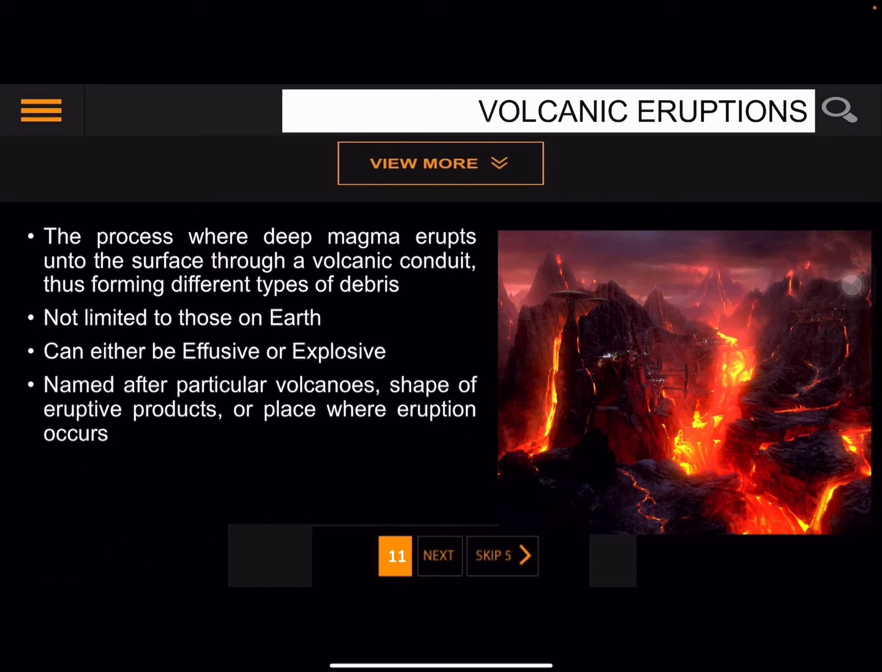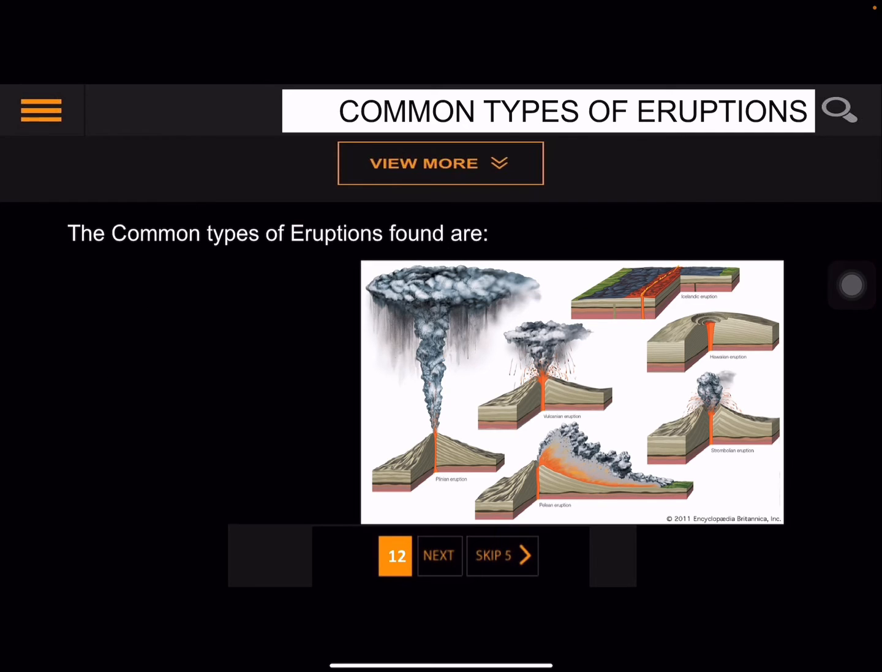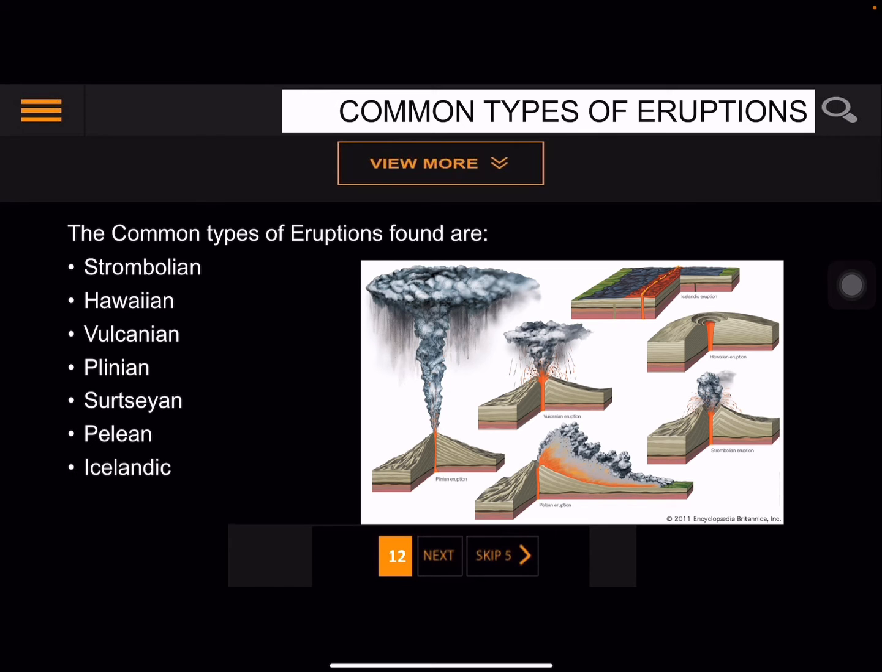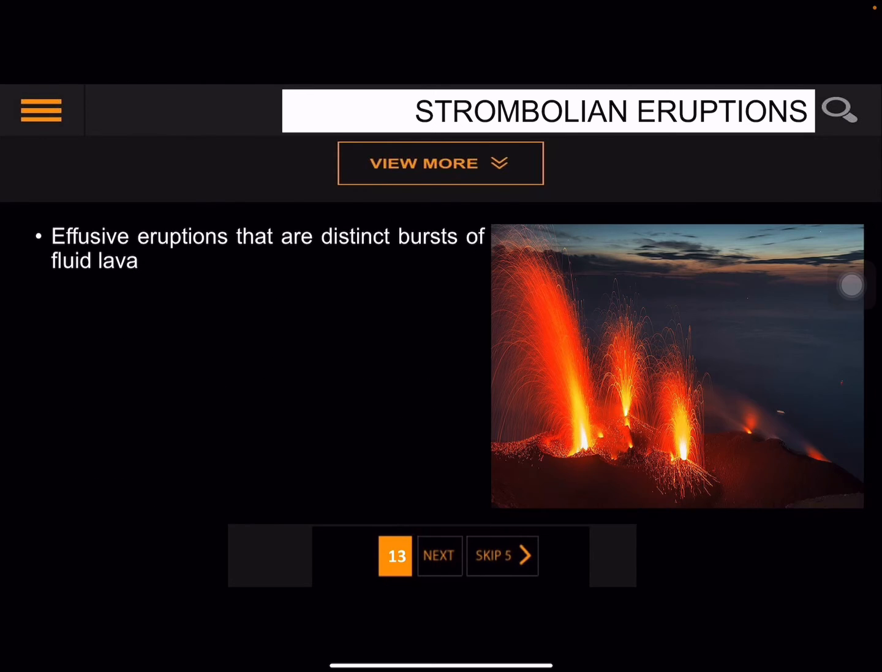Eruptions are classified into several different types and can be named after the particular volcanoes where the type of eruption is common, the shape of erupted products, or the place where the eruption occurs. Some of the most common types are Strombolian, Hawaiian, Vulcanian, Plinian, Surtseyan, Peléan, and Icelandic. Strombolian eruptions.